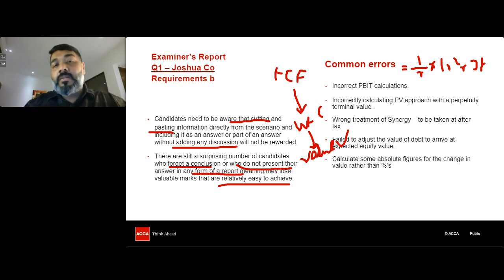And again it was noticed that wherever the requirements are in relative terms, we see some absolute figures for changes in value, when the requirement was in percentage. So wherever you are asked to mark the changes, read the requirement properly. Is it something absolute? Are they looking for an absolute figure? Are they looking for a percentage?